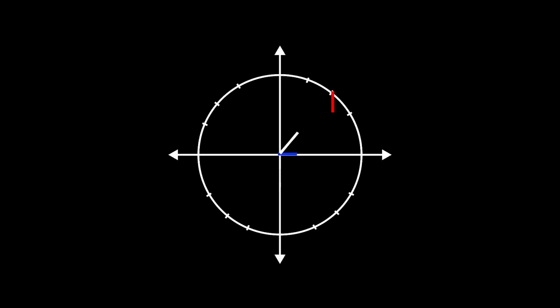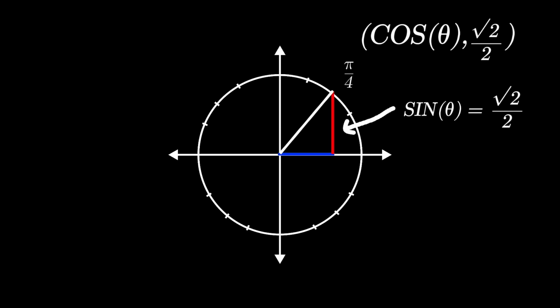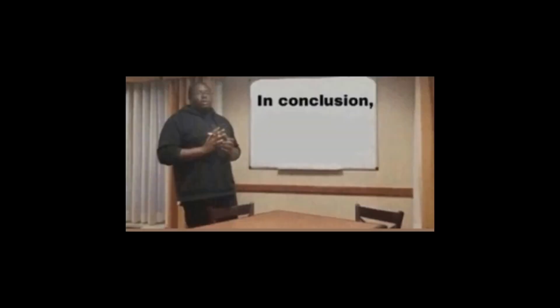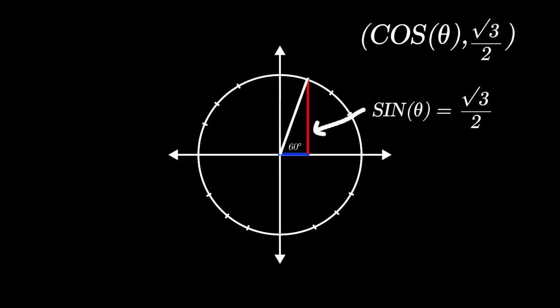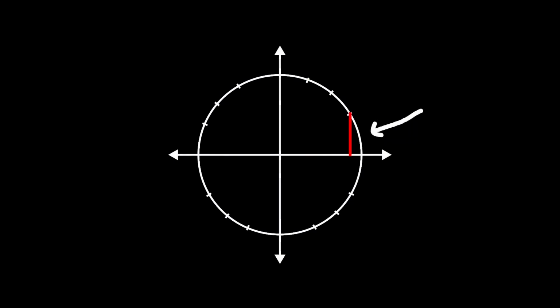If we instead draw a triangle with a 45-degree angle, or pi over 4 radians, we will see indeed that sin theta equals square root of 2 over 2. Doing the same with a triangle with the angle 60 degrees, or pi over 3 radians, will give us the conclusion that sin theta equals square root of 3 over 2. Long line, big number, medium line, medium number, short line, small number. And the same pattern applies to cos theta.